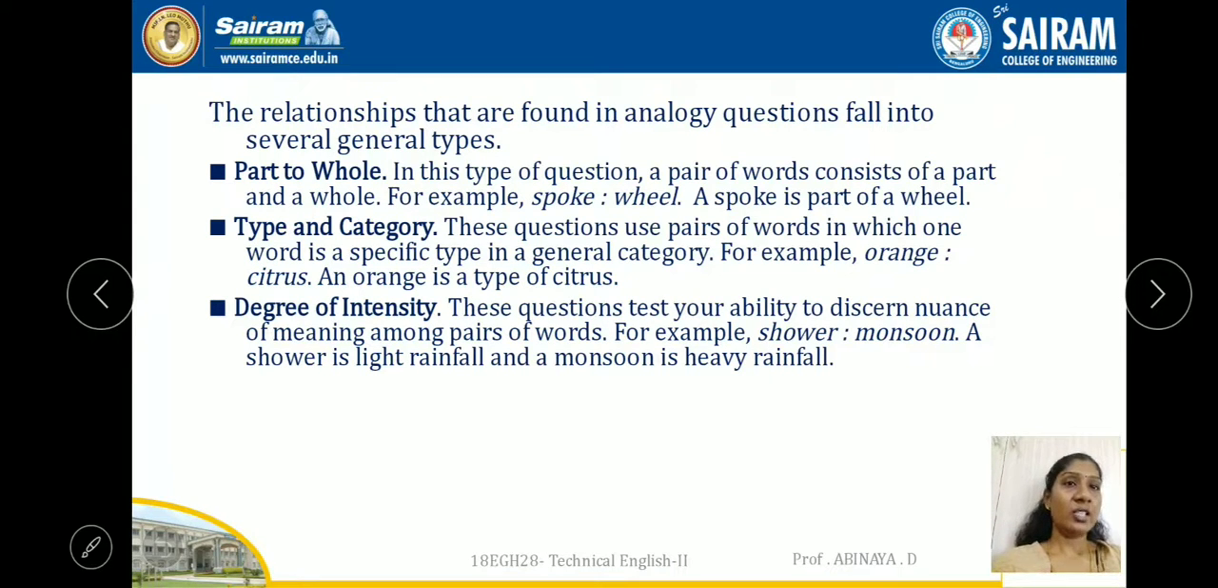Type and category: these questions use pairs of words in which one word is a specific type of the general category. For example, orange is a fruit of the general citrus category. So orange is to citrus. Degree of intensity: these questions test your ability to discern nuances of meaning among pairs of words. For example, shower, monsoon. Shower is nothing but a light rainfall, and monsoon is a heavier rainfall. So shower is light rainfall and the monsoon is heavy rainfall. They can come like this.